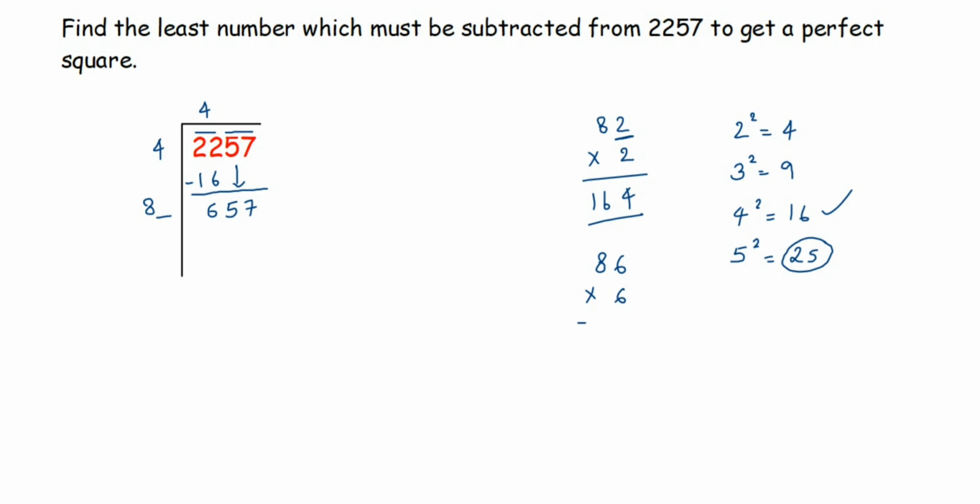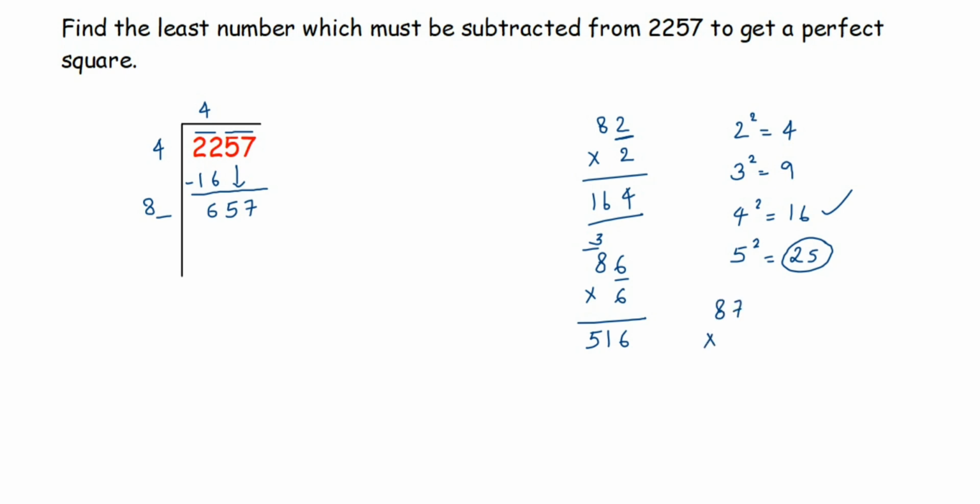These two numbers should be the same: the number in the unit place and the number we are multiplying. 6 times 6 is 36. And 6 times 8 is 48, and then we have a carry here. 48 plus 3 is 51. Now this is quite a small number. We'll take another number. Let's take 7.